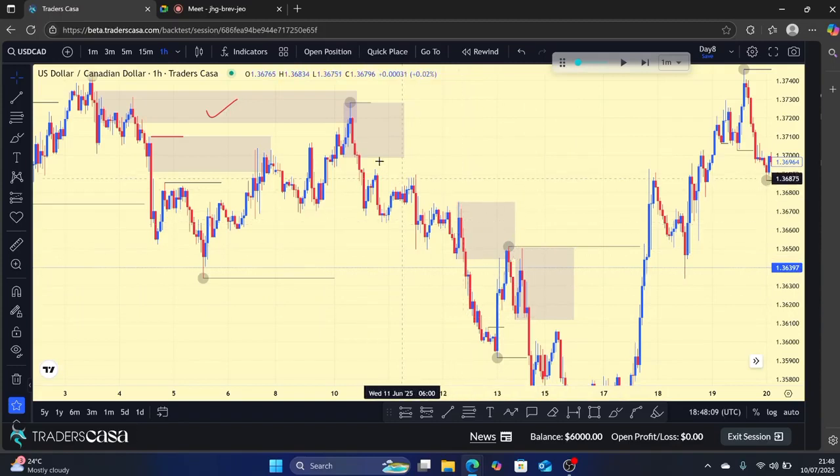So here on the impulsive move, I can clearly see that this is the extreme order flow, and this here is the decisional order flow.